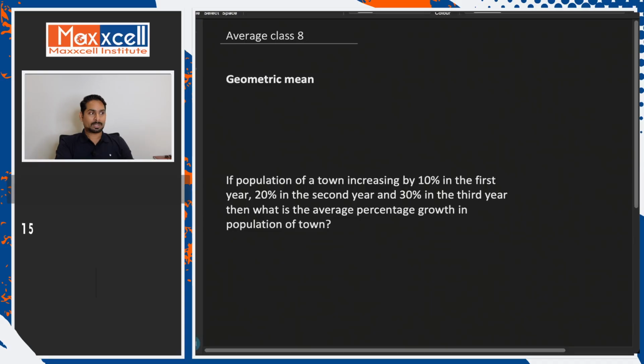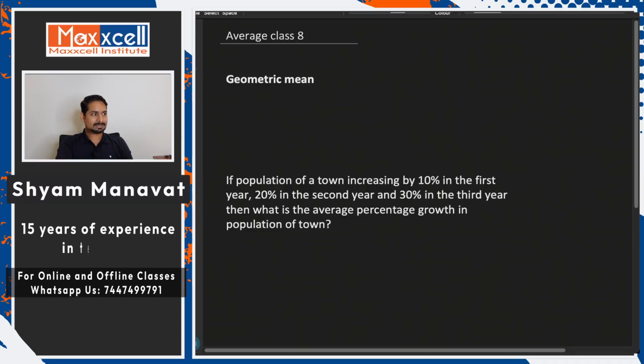In today's lecture we will see some questions on geometric mean. You remember in lecture number 6 we discussed arithmetic mean, geometric mean, and harmonic mean to calculate the average. What is geometric mean? Let's look at the formula once again. Geometric mean is the nth root of the product of n values.